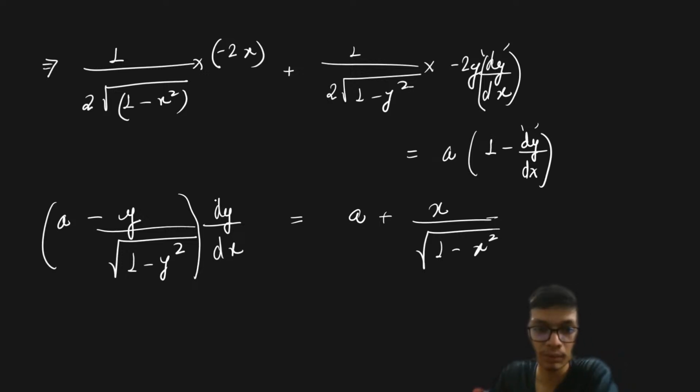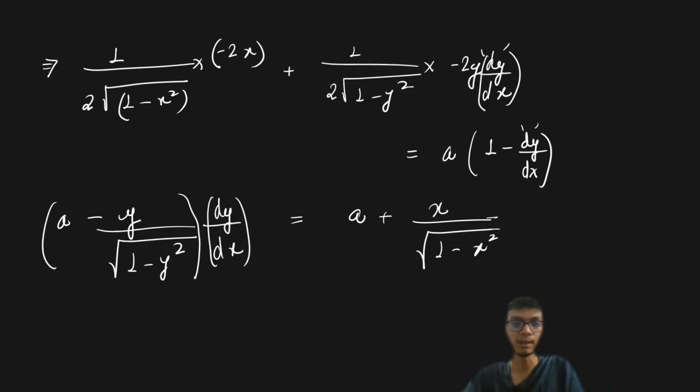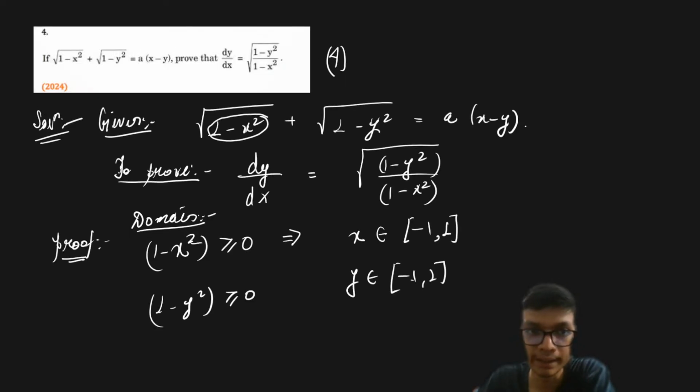Now we have to calculate this dy upon dx. How we proceed from here is the tricky part. From here we need to prove the given expression, dy upon dx as the square root of (1 minus y square) by (1 minus x square). So what I'm going to do over here is very simple.